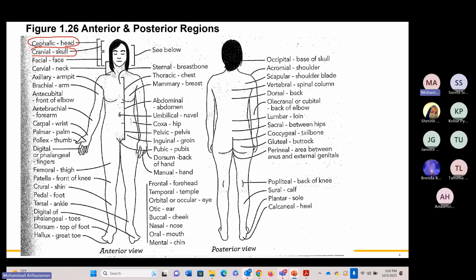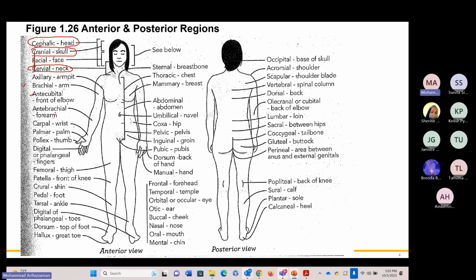For example, cervical means the neck. The brachial is the arm. Antecubital means front of elbow. Antebrachial means the forearm. So these are very important. And you can see the palmar means the palm.